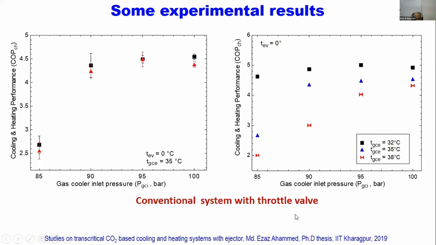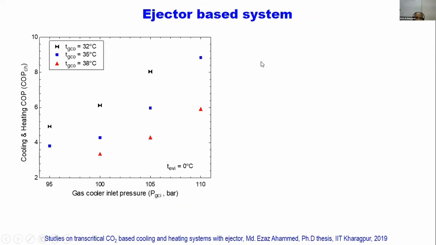Then the same system is also studied without the throttle valve and with an ejector. For example, this is the result obtained from an ejector based system, for one particular combination. As I told you, we had several combinations of the mixing lengths and the primary nozzles, etc. These are typical results from one of the combinations. If you compare this with the previous slide, we could get a noticeable improvement in system performance when the ejector replaces the throttle valve.